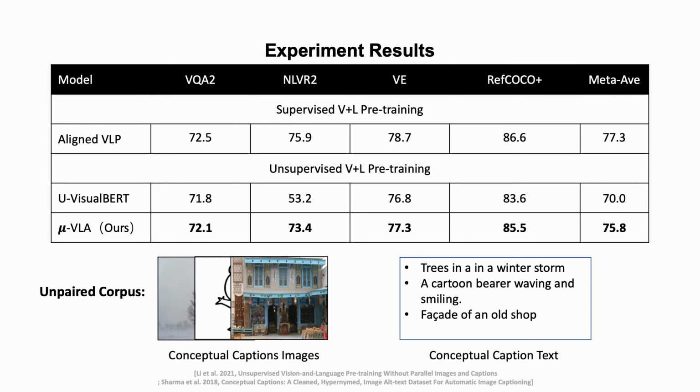We compare our method to the previous state-of-the-art unsupervised V+L pre-training method, UNIMO-BERT, as well as the supervised method Aligned VLP, which uses the same pre-training features and model architectures, but is pre-trained on parallel Conceptual Captions data. As can be seen from the table, we have outperformed UVL-BERT by quite a big margin and are very close to the performance of the supervised approach. It demonstrates the effectiveness of our proposed method to learn robust cross-modal representation from unpaired data.